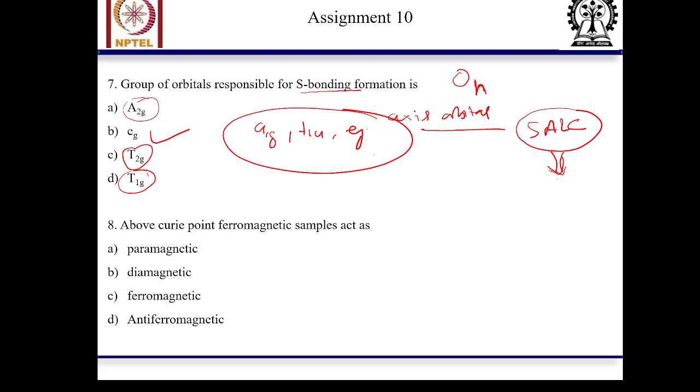Next question: above the Curie point, a ferromagnetic sample exchanges to paramagnetic, diamagnetic, ferromagnetic, or antiferromagnetic. Yeah, that is the correct answer: above the Curie point, the ferromagnetic sample acts as a paramagnetic.